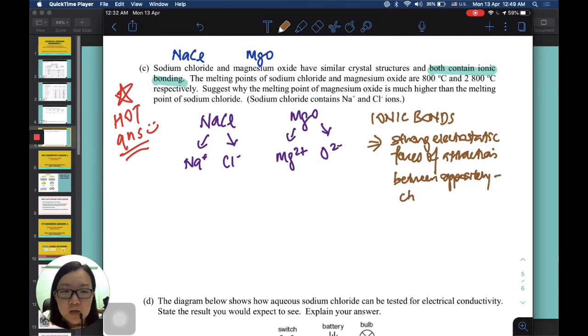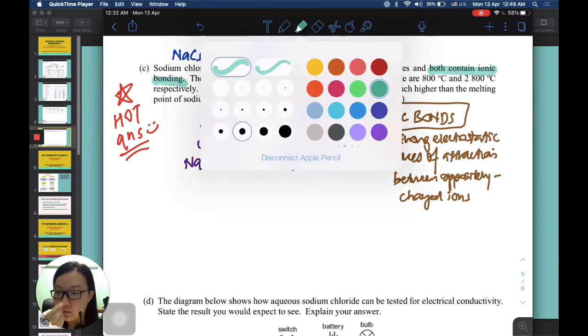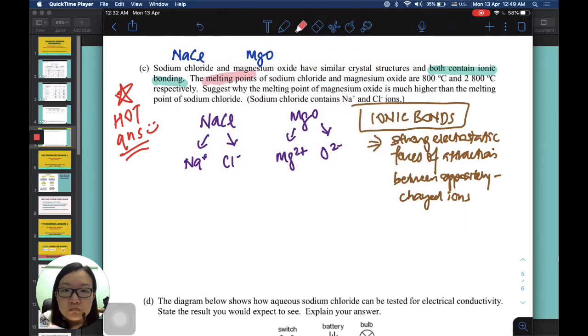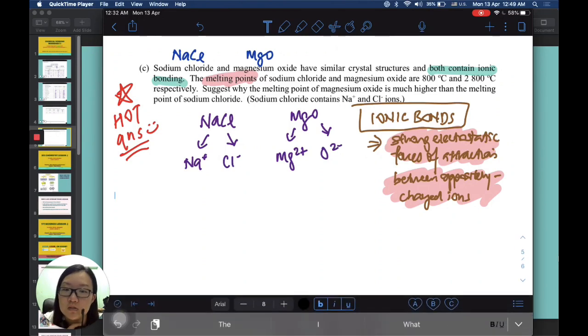Ionic bonds are the strong electrostatic forces of attraction between oppositely charged ions. So that's the definition, so to speak. So in this case, back to the question, talking about melting points. Why do they have such high melting points for ionic compounds? Precisely because of this. The ionic bonds are so strong.